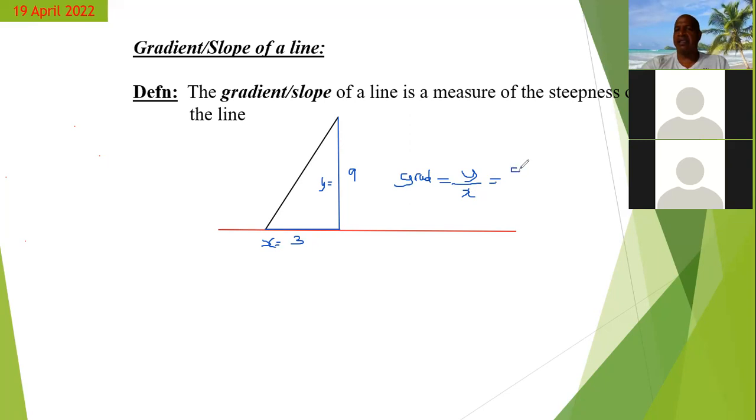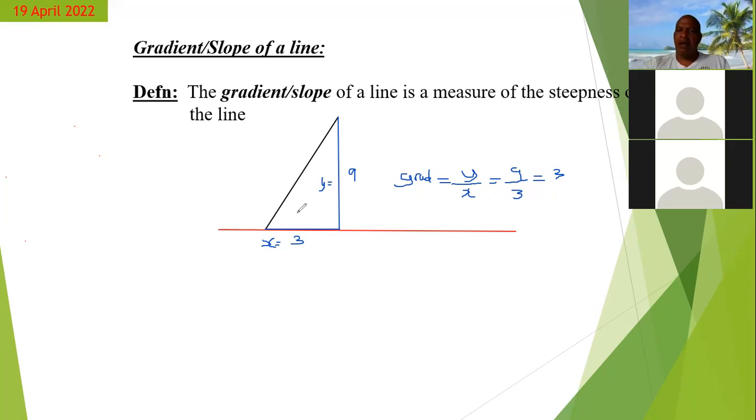And in this case it is 9 over 3. So when we divide that, 9 divided by 3 gives you 3. So a measure of the steepness of this line would be 3. The gradient would be 3. Is that clear, guys?